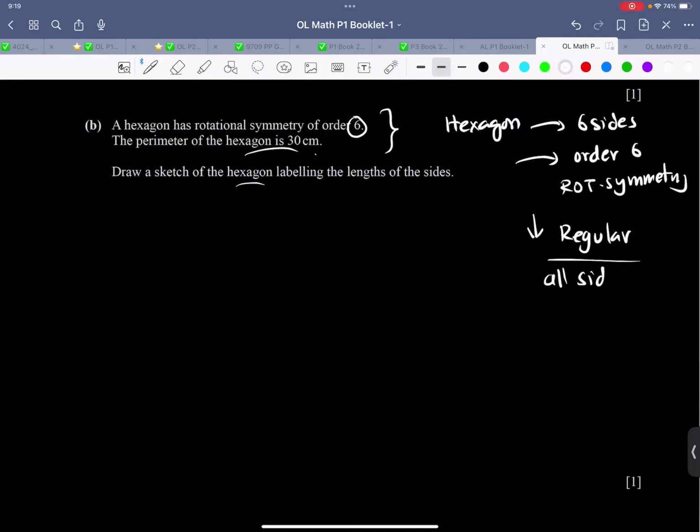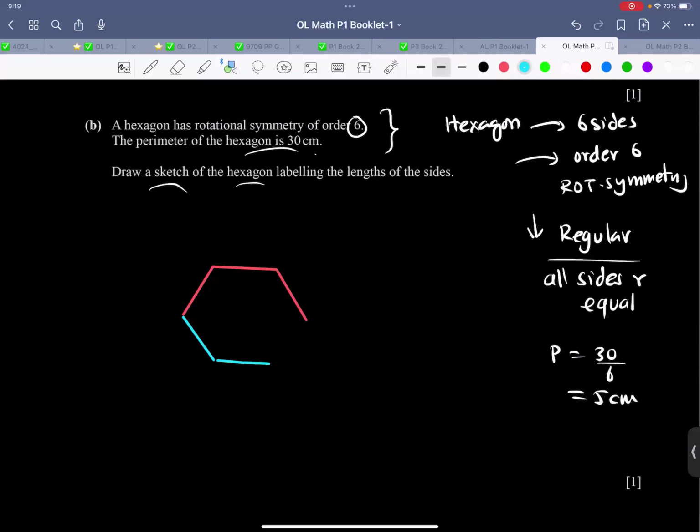That means all sides are equal. So the perimeter is 30. 30 divided by 6, that is 5 centimeter. It's a sketch. So let's draw this hexagon. So it's just a rough sketch like this. I want to draw it as realistically as possible. And then like this. Okay, so that's a realistic thing. And it's not drawn to scale. So this is 5 centimeter each, and it's a 6-sided figure.